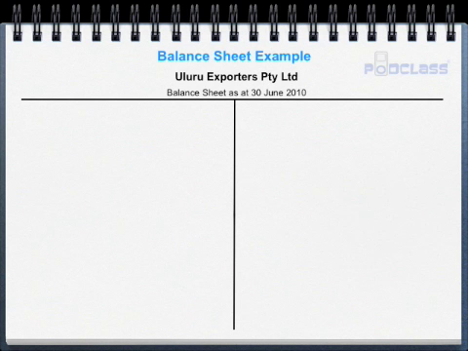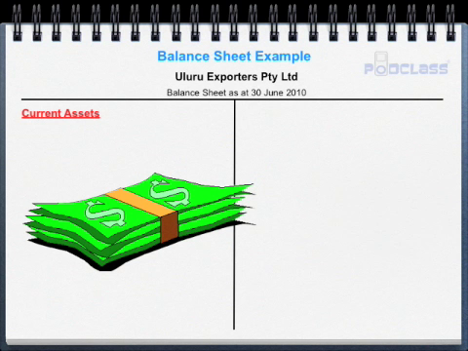The first assets on a balance sheet are called current assets. These are short-term assets that can be quickly converted into cash if the business needs cash. They are also called liquid assets. The most liquid asset of all is cash itself. In this example, Uluru has cash on hand of $10,000.